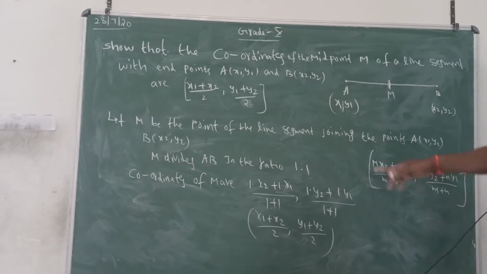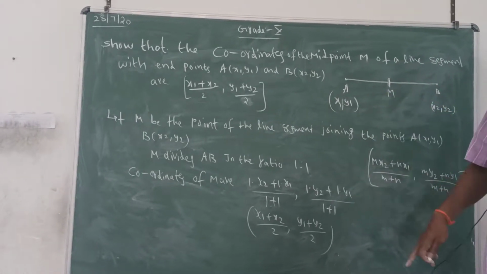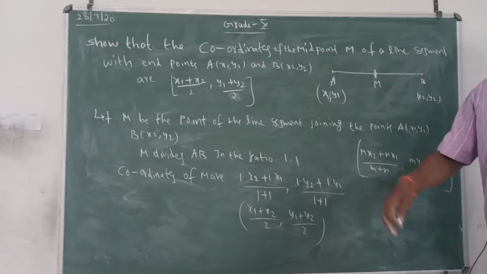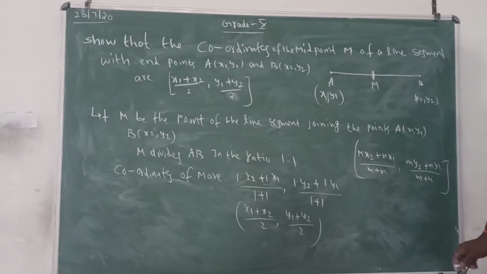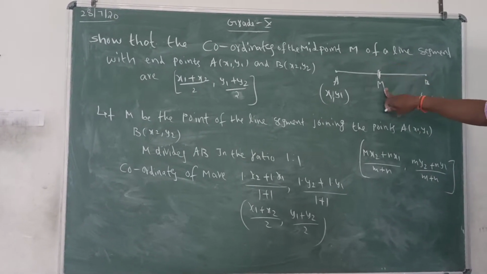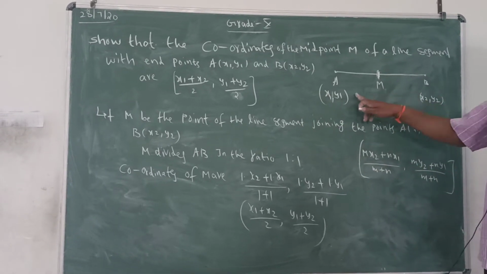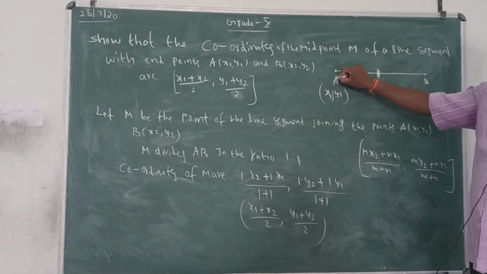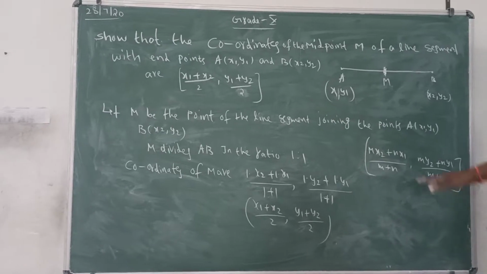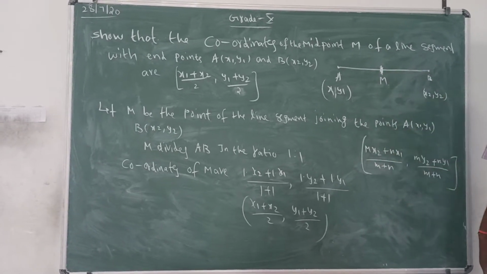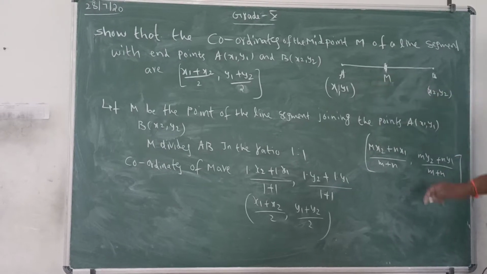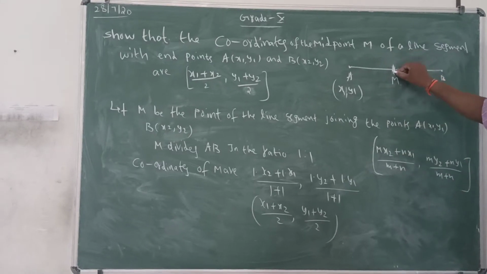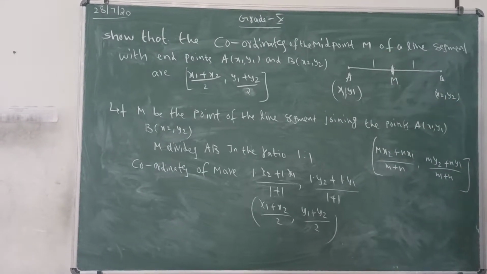Show that the coordinates of the point M of a line segment with end points A(x1, y1) and B(x2, y2) are ((x1 + x2)/2, (y1 + y2)/2). Now see, let M be the point of the line segment joining the points A(x1, y1) and B(x2, y2). Now this M divides AB in the ratio 1:1.